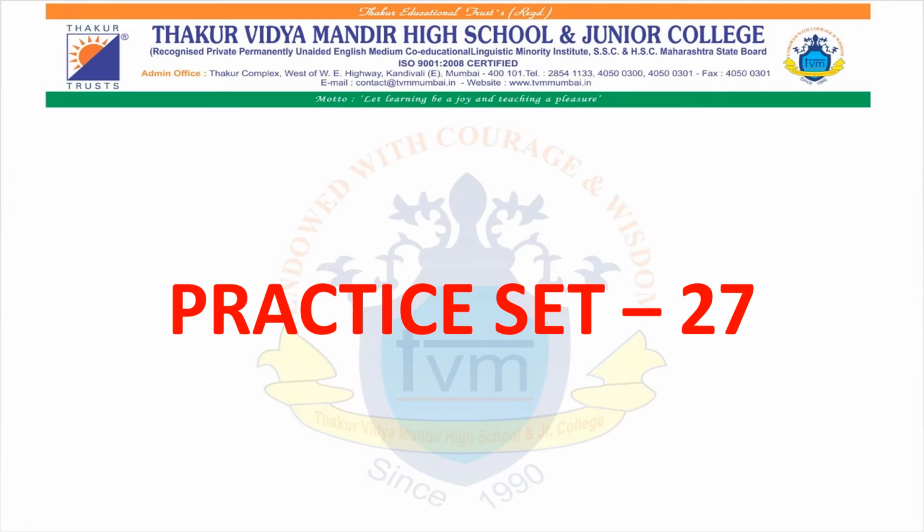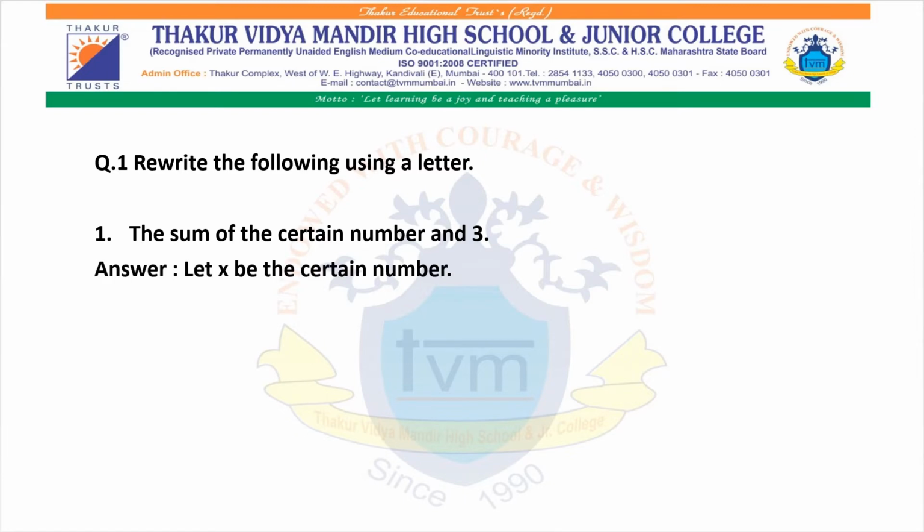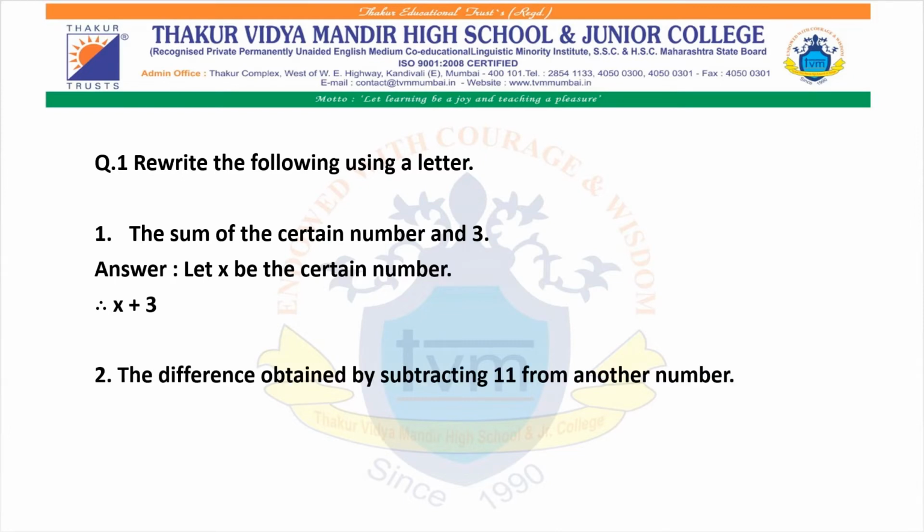Practice set 27. Question 1. Rewrite the following using a letter. First, the sum of a certain number and 3. Answer. Let x be the certain number. Therefore, x plus 3. Second, the difference obtained by subtracting 11 from another number. Answer. Let y be the certain number. Therefore, y minus 11.